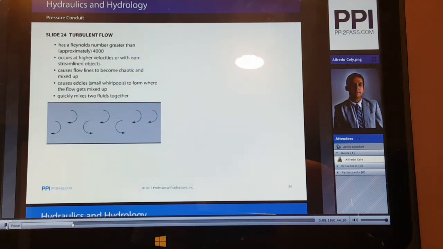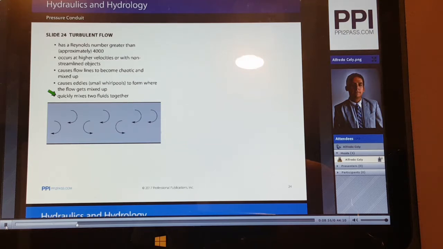Now, turbulent flow. Turbulent flow has a Reynolds number greater than 4,000. Remember, the Reynolds number is a dimensionless number. It occurs at higher velocities or with non-streamlined objects. Turbulent flow causes flow lines to become chaotic and mixed up. It causes eddies, which are small whirlpools, to form where the flow gets mixed up, as we see here on the slide, and it quickly mixes two fluids together.